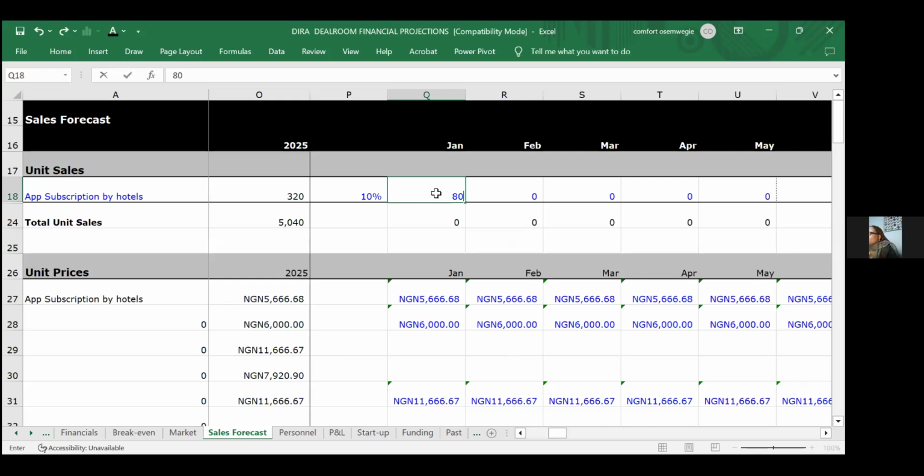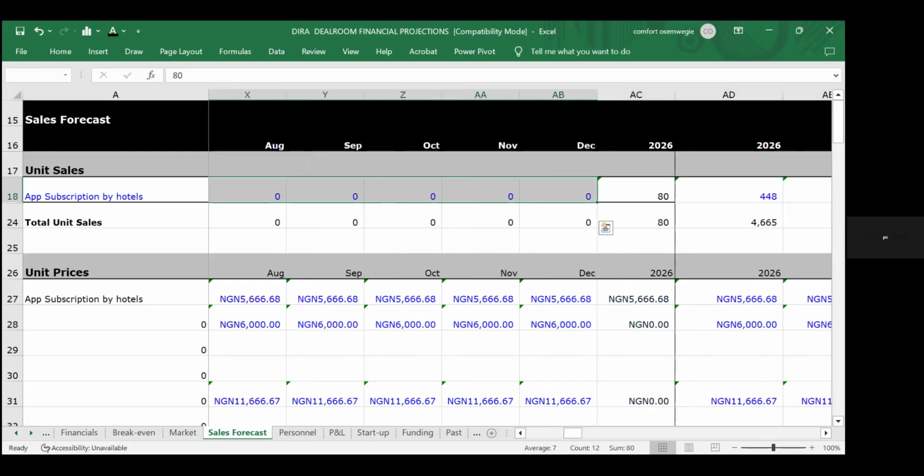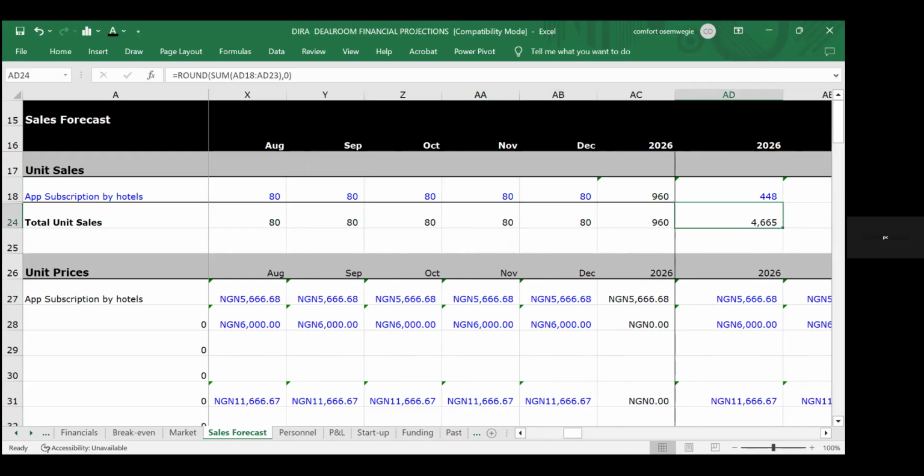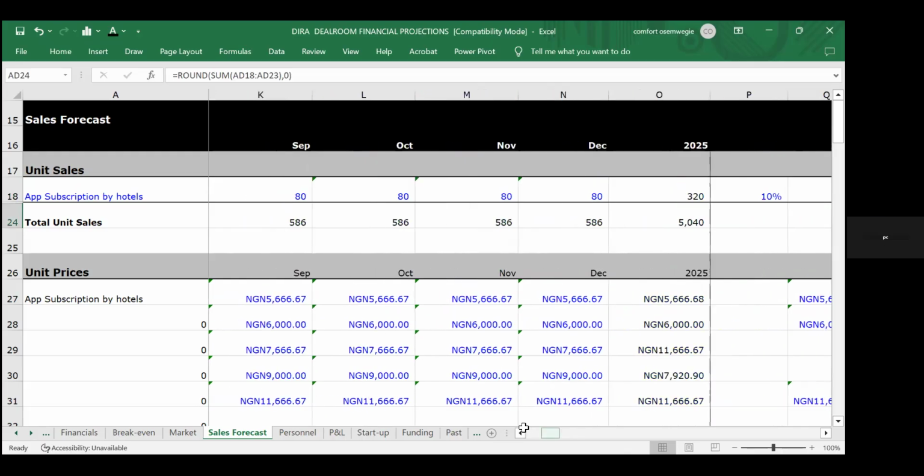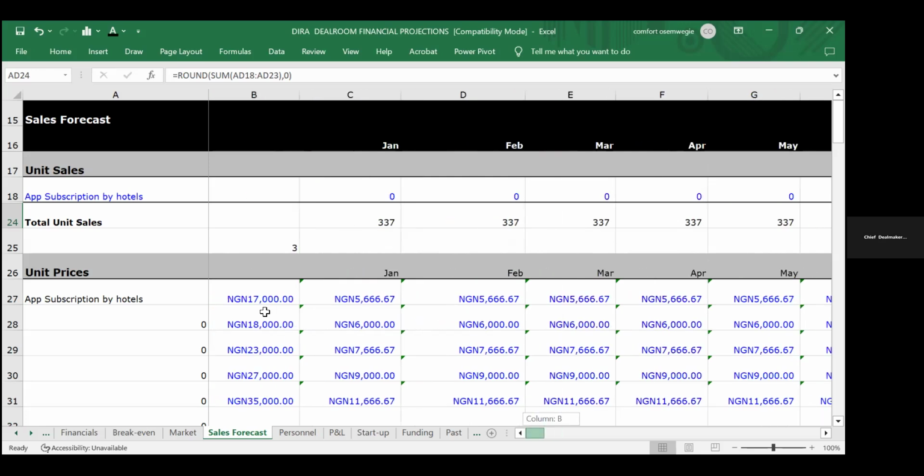I think everybody will need the second year because we're already halfway into 2026 anyways. So what this is showing is if you start onboarding 80 customers from September, at the end of 2025, you would have onboarded 320 paying customers. And they are going to be paying you.